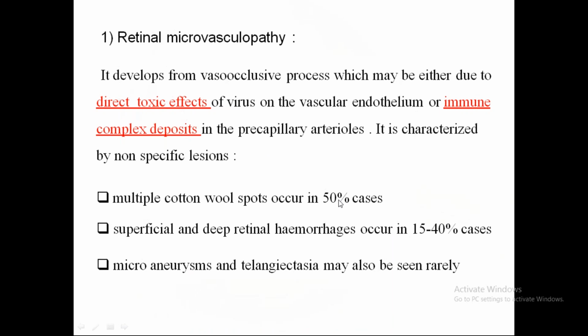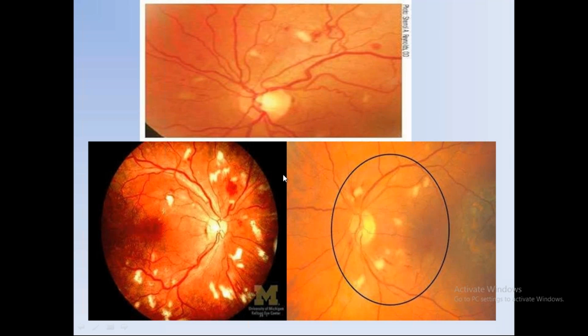So now coming to the posterior segment lesions, retinal microvasculopathy. It develops from the vaso-occlusion process, which may be either due to direct toxic effect of the virus on the vascular endothelium or due to immune deposits in the peripapillary arterioles. So these lesions are non-specific. 50% of the patients will have multiple cotton wool spots. 15 to 40% cases will have superficial and deep retinal hemorrhages, and rarely we can see microaneurysms and telangiectasias. We can see here, these are all the cotton wool spots.